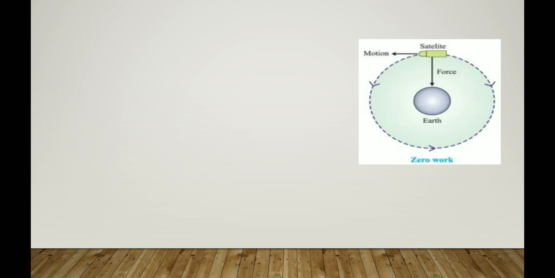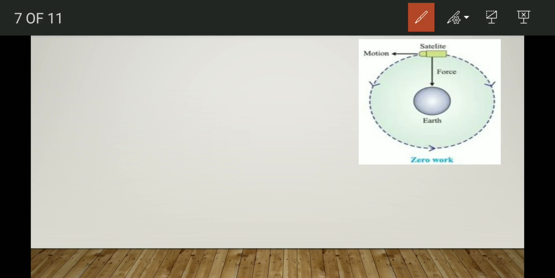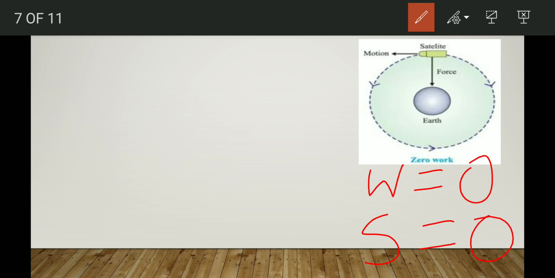Here in this diagram, there is a satellite which is moving along a circular path. In this condition, for one complete round, work done will be 0 because the displacement will be 0.